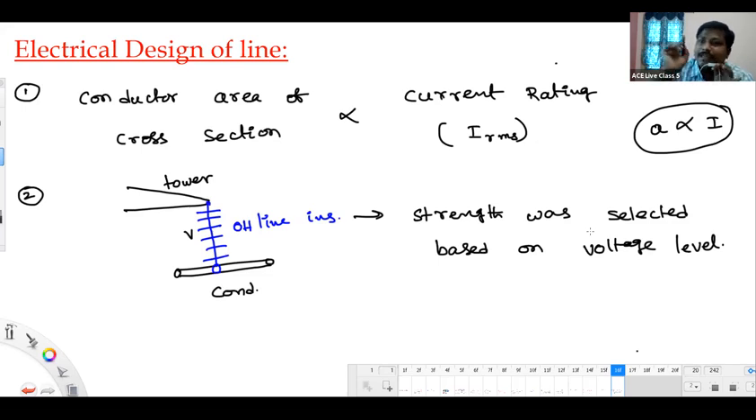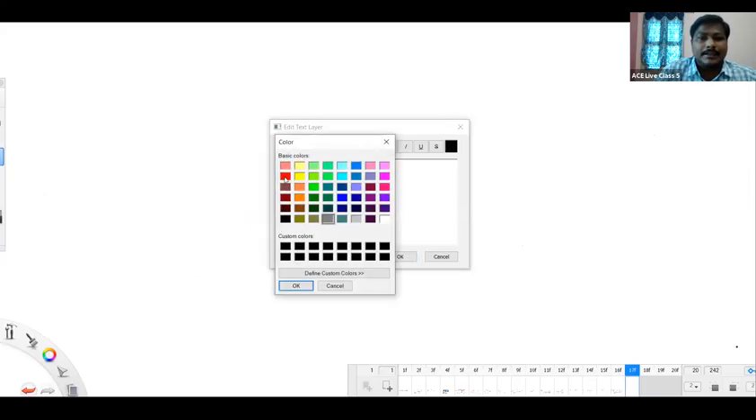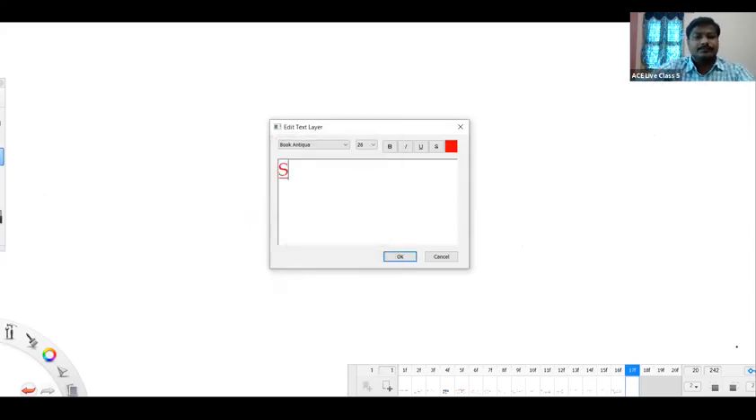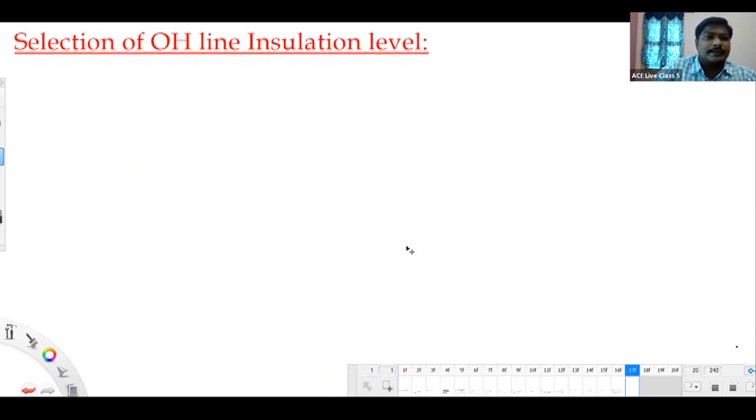So, selection of insulation level for the overhead line. That's the topic we are going to discuss further. Okay, the next heading is selection of overhead line insulation level.